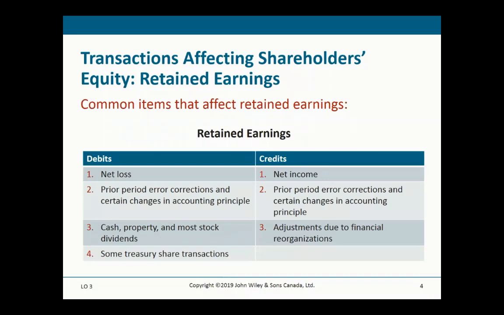We'll be looking at things that can affect retained earnings other than net income and dividends. We'll be doing that in Chapter 15, as well as in Chapter 21 when we talk about prior period error corrections that change opening retained earnings. We'll also look at property dividends, stock dividends, and talk very briefly about treasury shares as well. And we won't be looking at adjustments due to financial reorganizations.